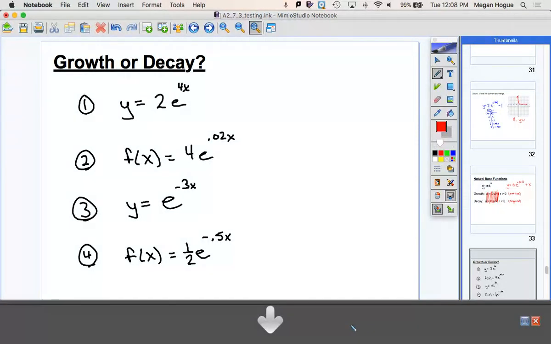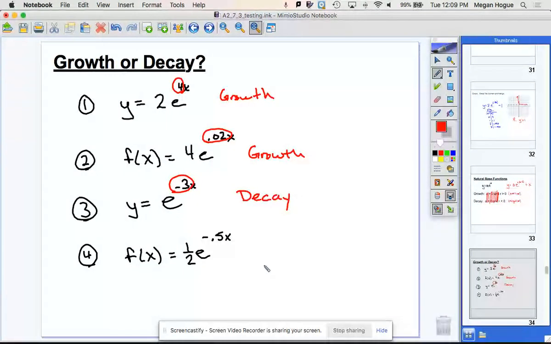So we're looking to the r number. Emma, in number 1, what number is the r? The 4 is the r, and since it's positive, that's going to be growth. Number 2, Colby, what's the r? 0.02. Good. So Colby, is it growth or decay? Good. Kyle French, what's the r in number 3? Good. Growth or decay? Good. And number 4, Savannah, growth or decay? Why? Good, because it's negative, so this is decay.